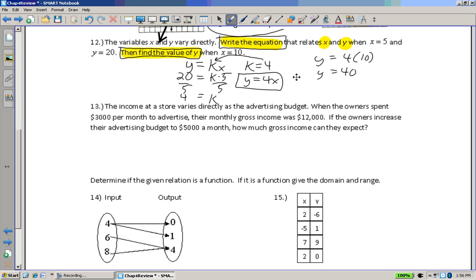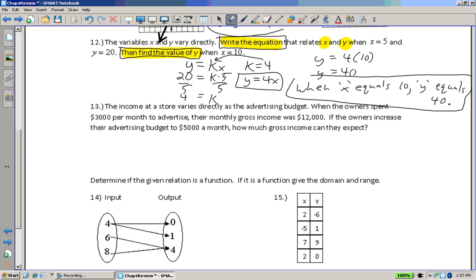So I'm going to write this in a sentence because it matters exactly when this happens. When x equals 10, I'll tell you what, if I'm writing these in words, might as well go all the way. When x equals 10, y equals 40. And why is it important that I say that part about the x?